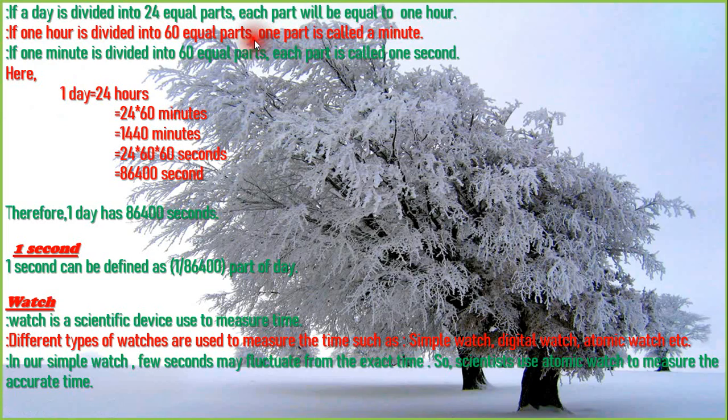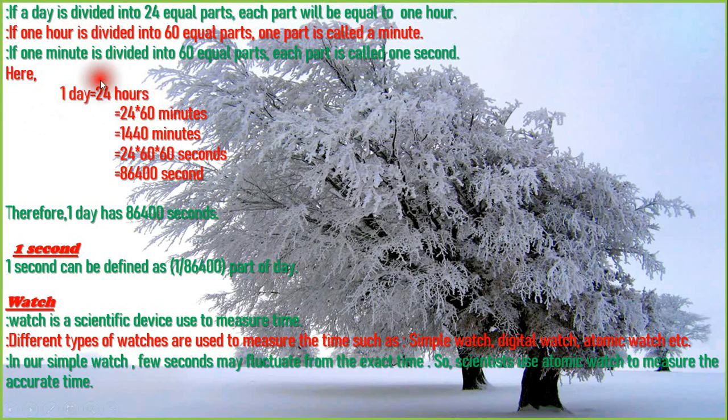Similarly, if we divide 1 hour into 60 equal parts, it becomes 1 minute. And if we divide 1 minute into 60 equal parts, it becomes 1 second. The main thing we should remember here is 24, 60 and 60. If a day is divided into 24 equal parts, it becomes 1 hour. If 1 hour is divided into 60 equal parts, it becomes 1 minute. And if 1 minute is divided into 60 equal parts, it becomes 1 second.